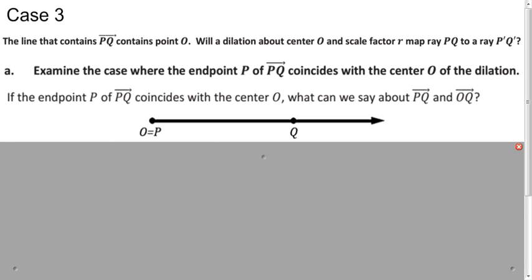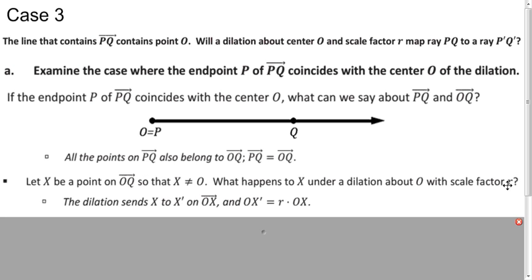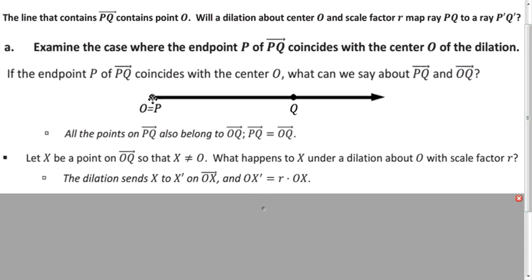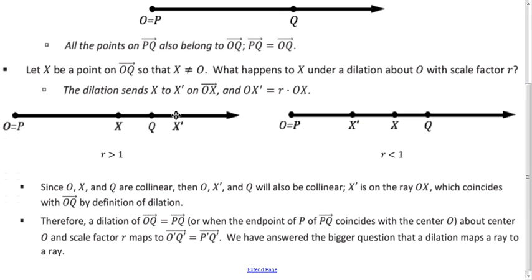Our third case has a few subcases. What if the center of dilation is on the ray? If it's the same as one of the points, well, we should get the same ray, because that stays invariant, and Q is just going to move somewhere else on that side of the ray. So if we take any point that's not the center, it's going to either get pushed away from the center if it's an enlargement, or pulled towards the center if it's a reduction. So here's an example that shows that. And everything's collinear, and so we still get a ray.